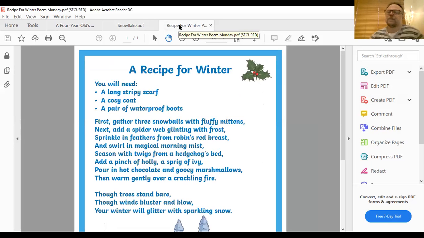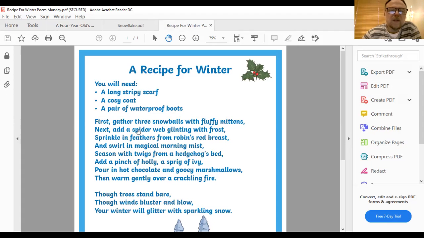Let's go back. What did you have to say about A Recipe for Winter? What was the special thing you noticed about this? Yeah, it's written like a recipe. Poets can break the rules and come up with lots of different ideas. So winter isn't something you cook in the kitchen, but they've written it as if it is. So they've written some ingredients at the top, what you need to make your winter: a long stripy scarf, a cozy coat, a pair of waterproof boots. You definitely need those if it's a winter, don't you? Keep warm. So they're what you need.